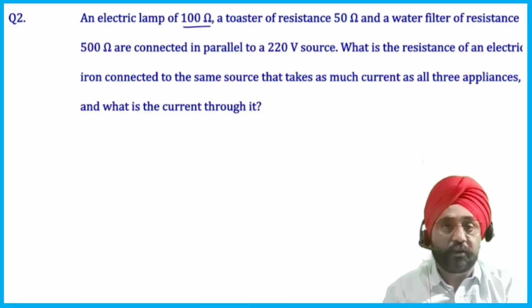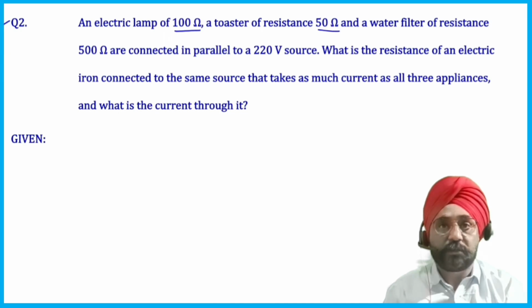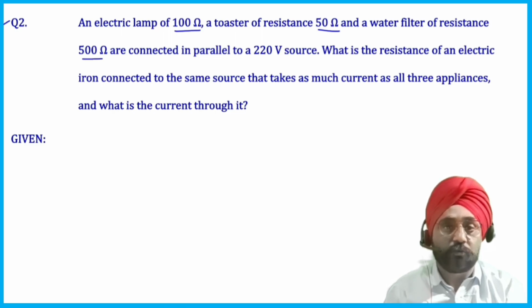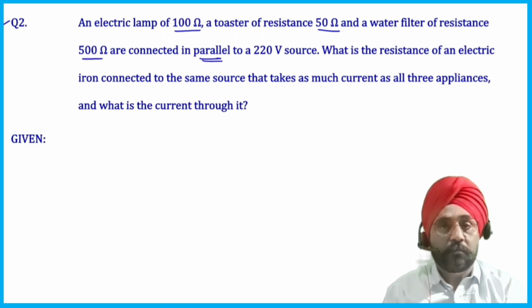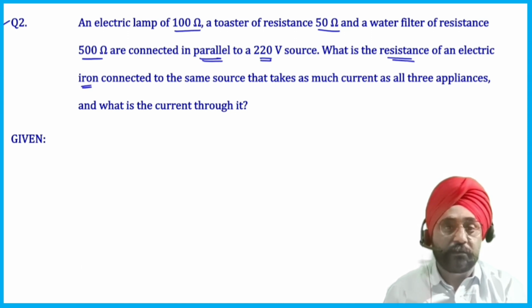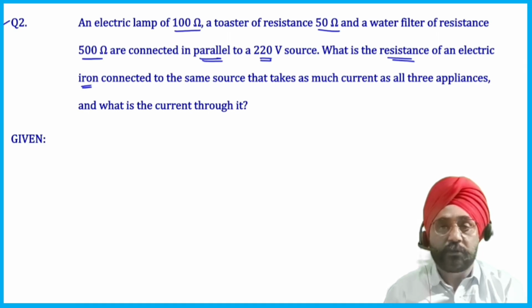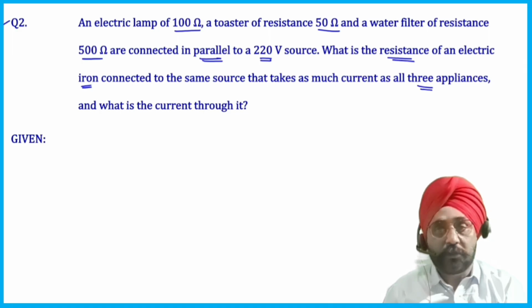Question 2. An electric lamp of 100 ohm, a toaster of resistance 50 ohm, and a water filter of resistance 500 ohm are connected in parallel to a 220 volt source. What is the resistance of an electric iron connected to the same source that takes as much current as the three appliances?